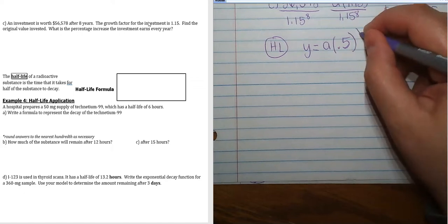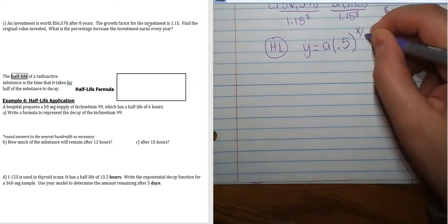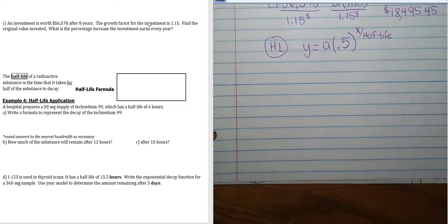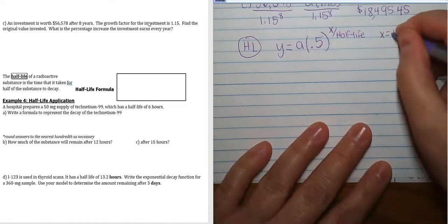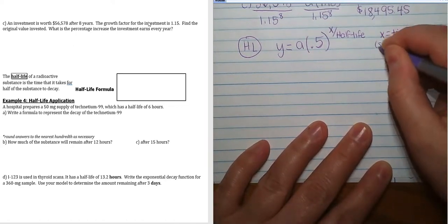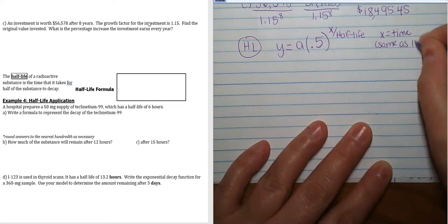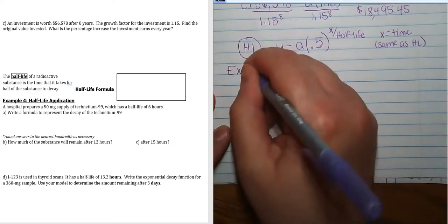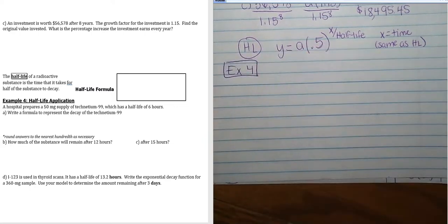The other thing that's a little different is the exponent, and the exponent is going to be x over the half-life. So it's going to be a fraction, okay? X is time, and it has to be in the same units as the half-life. So, for example, if your half-life is in hours, then your X value has to be in hours. If your half-life is in minutes, then your X value has to be in minutes. So we're going to talk about that in one of the examples here as we go through. Okay, so we're moving on to example 4. And see if this makes sense.